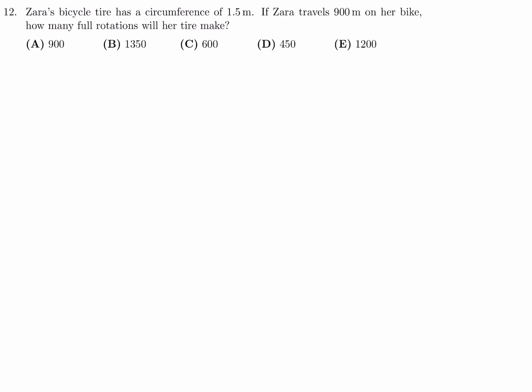Zara's bicycle tire has a circumference of 1.5 meters. If Zara travels 900 meters on her bike, how many full rotations will her tire make? Circumference is equal to 1.5 meters. So we travel 900 meters, and each time you have to cover 1.5 meters when you do a rotation. So 900 divided by 1.5 is the number of rotations, and when you do that math, you get 600. So number 12, the answer is C.